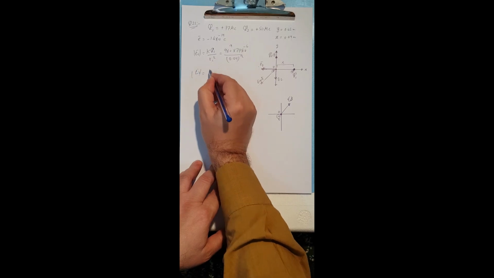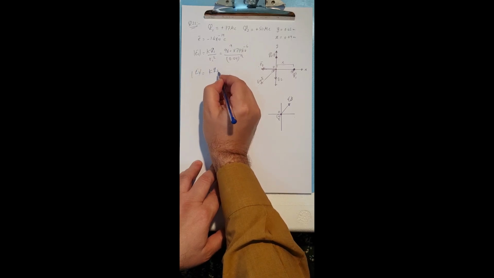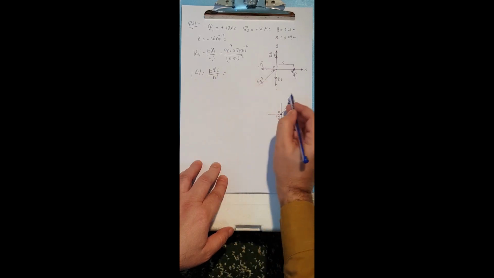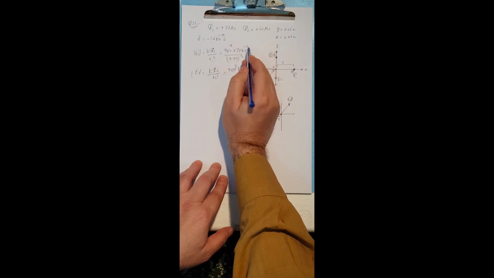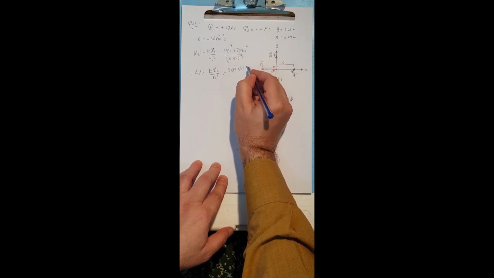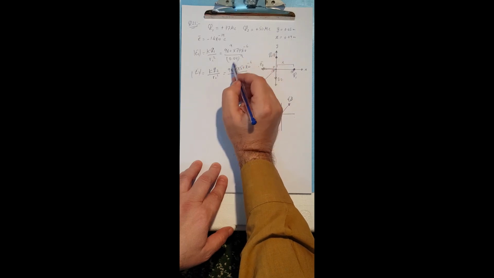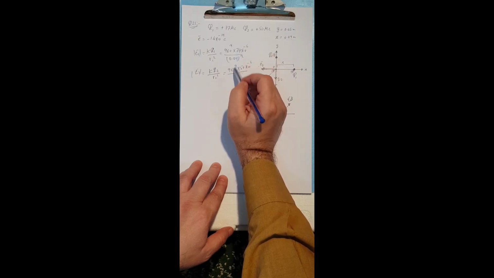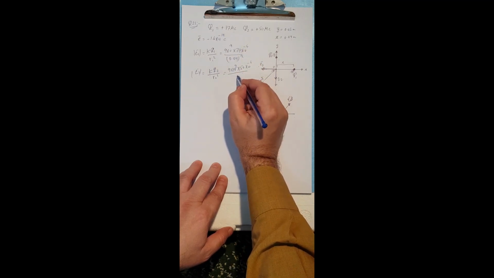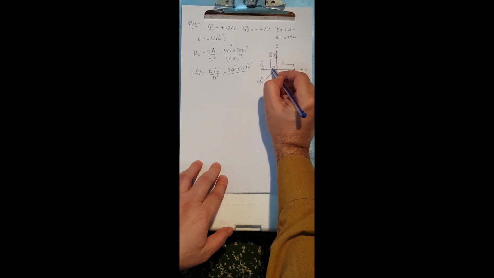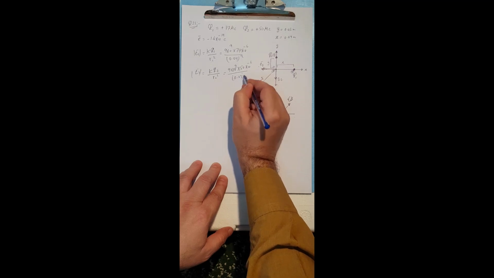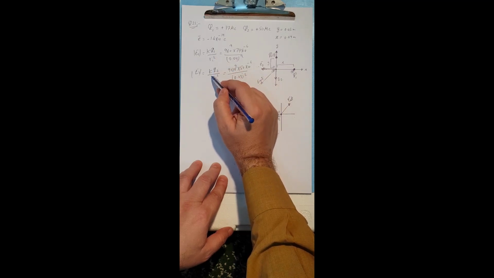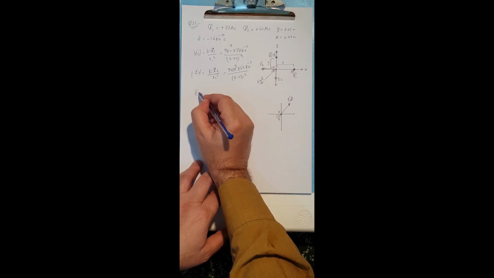E2 value, same procedure, K Q2 over R2 squared: 9 times 10 to the power 9 times Q2, which is 50 times 10 to the power minus 7. Don't forget, don't put the signs here, positive or negative, although both are positive, but we need the magnitudes only. R2 here means the distance from here to there, which is the y, and the y is 0.03. So once you know E1 and E2, then you can find E net.